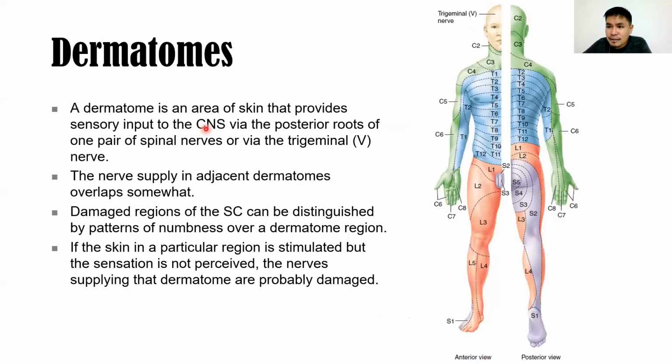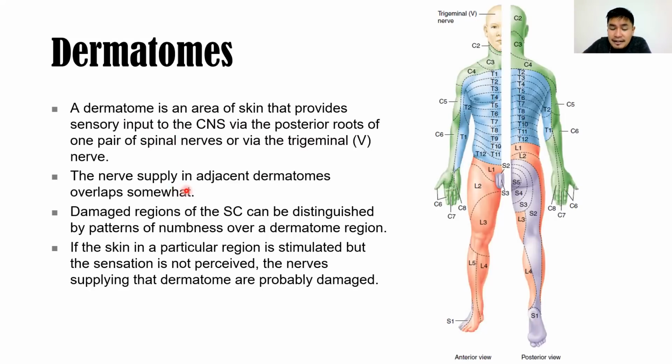Okay, so we proceed with the dermatomes. What is a dermatome? The dermatomes form a map in the skin of the body from head to toe. A dermatome is an area of skin that provides sensory input to the central nervous system via the posterior roots of one pair of spinal nerves or via the trigeminal nerve. The trigeminal nerve is for the face, and the rest would be because of the sensory input coming from the posterior root of the spinal nerves. Why posterior? Because it is sensory. The anterior is motor.